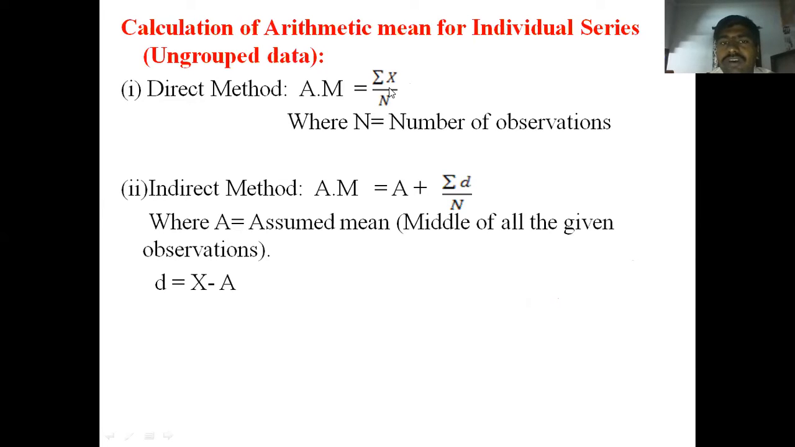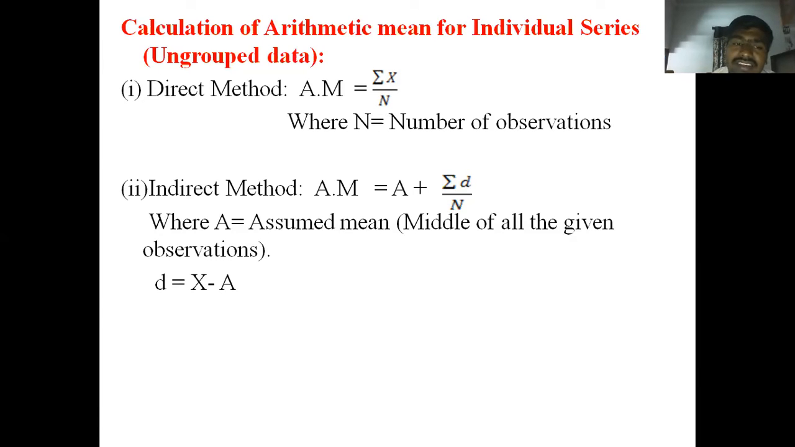Here we have a very good formula: sum of x by n. X is nothing but the observations. The sum of all observations divided by the number of observations is the formula. Coming to the indirect method, we have the formula A plus sum of D by N. What is A? A is the assumed mean or middle value of the given observations. Suppose I have 1, 2, 3, 4, 5. In those 5 observations, my middle number is 3. That 3 is our assumed mean value.